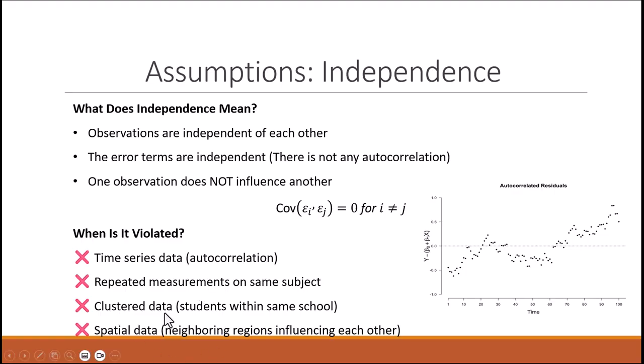And the third one is clustered data. When we collect data, for example, from students within the same schools, in each school, students share similarities. So there is probably an autocorrelation between the observations. And especially for spatial data, as we know that proximate regions influence each other. So we have a spatial autocorrelation, and we cannot always use linear regression.